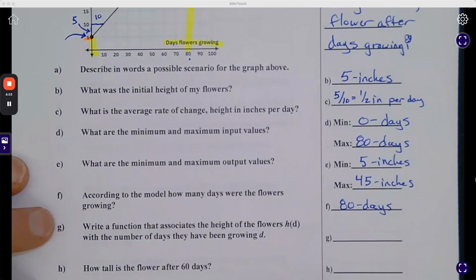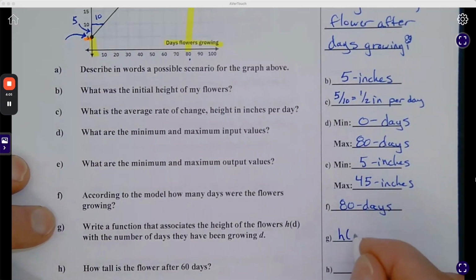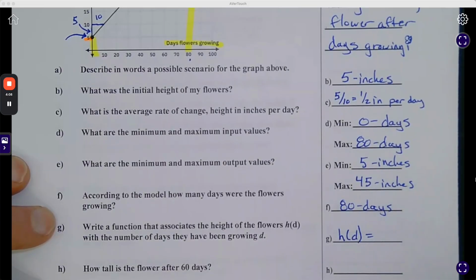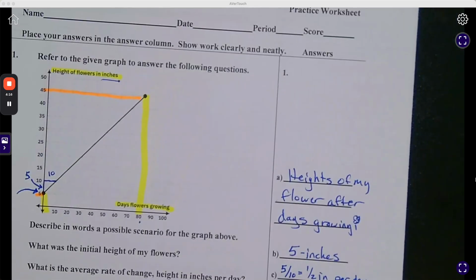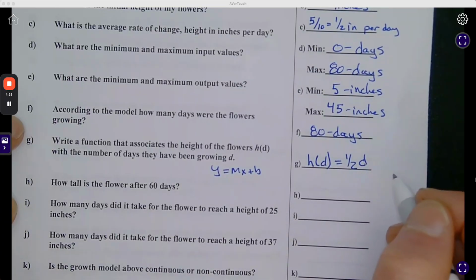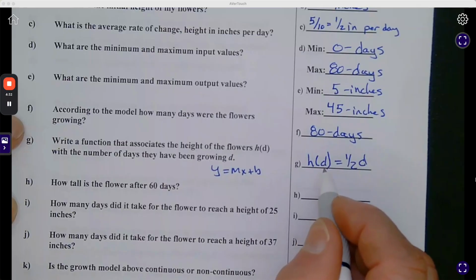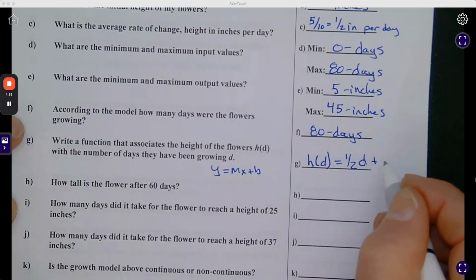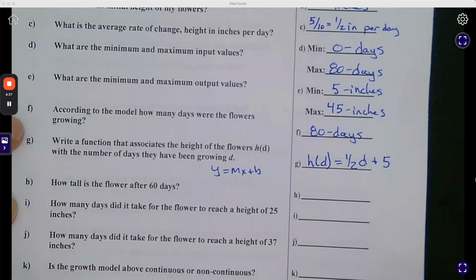Write a function that associates the height of the flowers, h of d. Okay, so that's my output. So h of d equals my rate of change, right? Remember, you're writing y equals mx plus b because it's linear. The m is your average rate of change right there, so 1/2. Your input variable is whatever is in the parentheses. It's the height of the flower in terms of d. So d is represented by days, so that's the height based on days, plus the initial height. Well, the initial height was 5 inches. Boom.